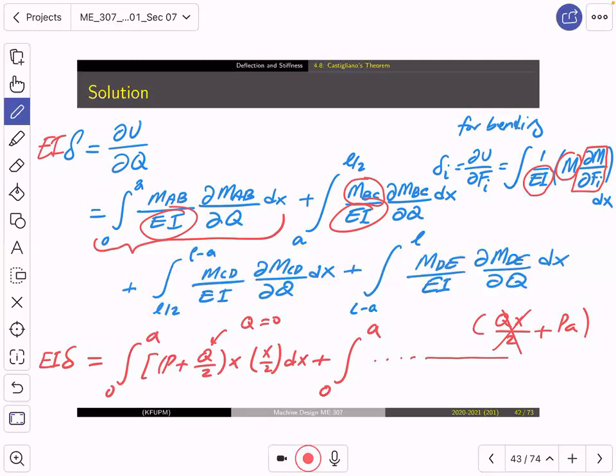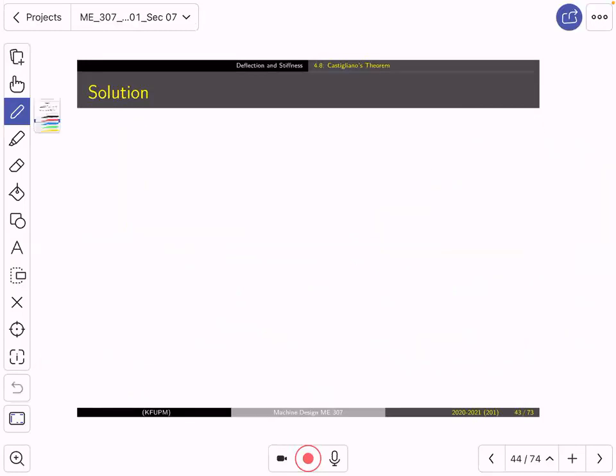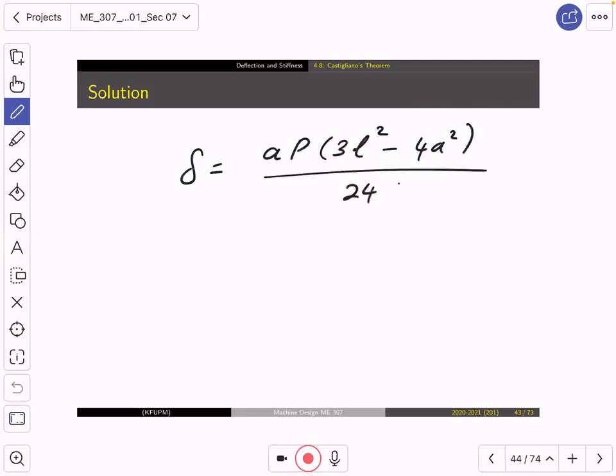Now, if you do this, you will get an equation. I am going to write down the equation in the end, which is the following. You will have delta equal to A multiplied by P, then multiplied by 3L square minus 4A square, divided by 24EI.